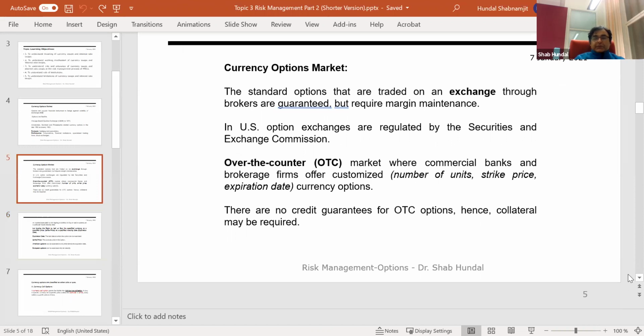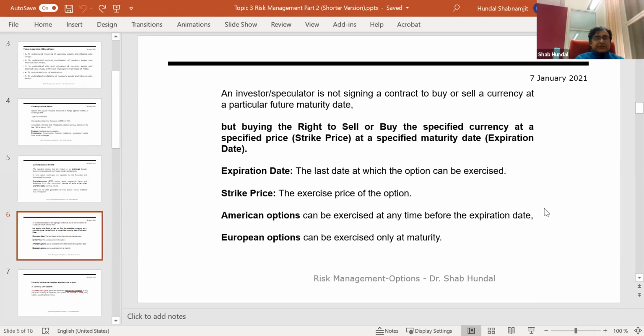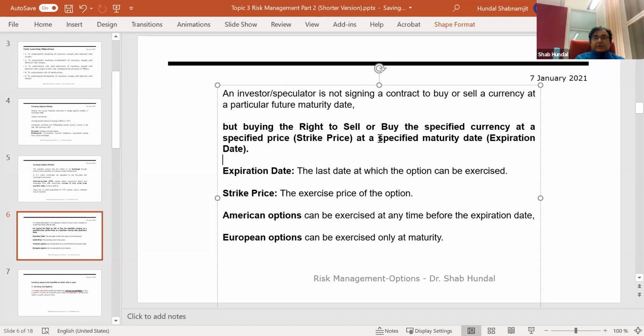Some words we use, I'm trying to get you familiar with the phraseology of options. Options are giving you the right to buy or sell something. And in this case, something is the currency, okay? Specified currency, specified rate of exchange, specified time period, and specified amount. There's always an expiration date when the contract will mature. Strike price is the contract price, which means the price at which you make an agreement that you will buy or sell the foreign exchange.